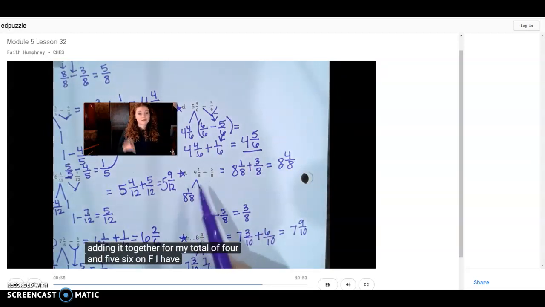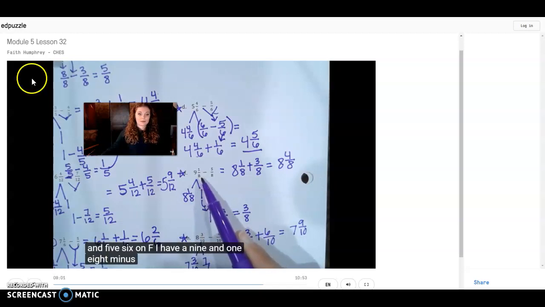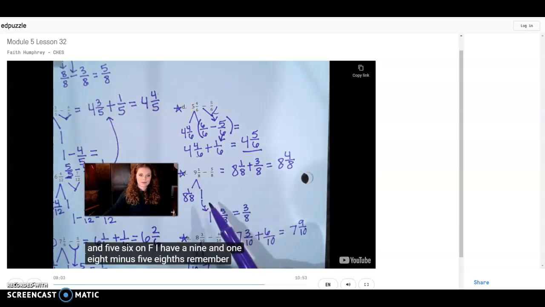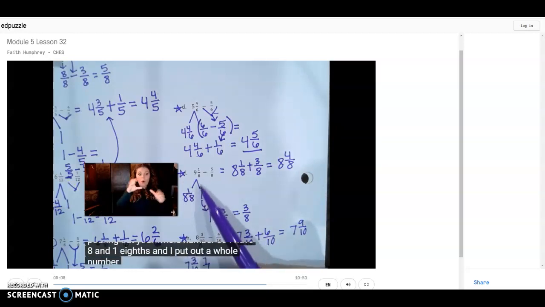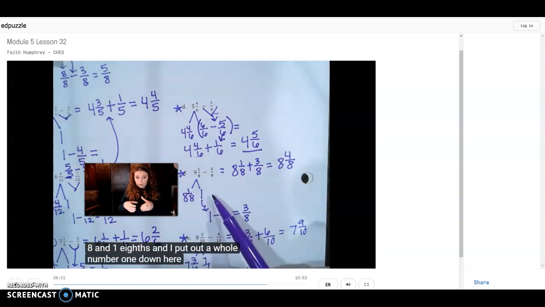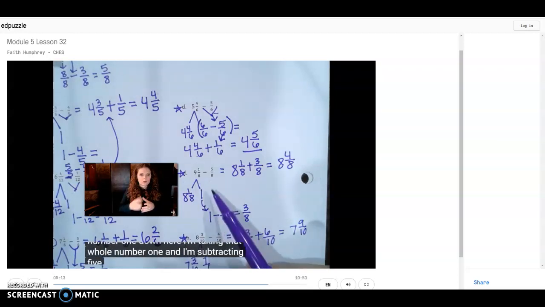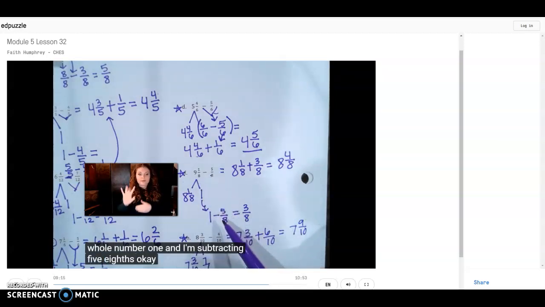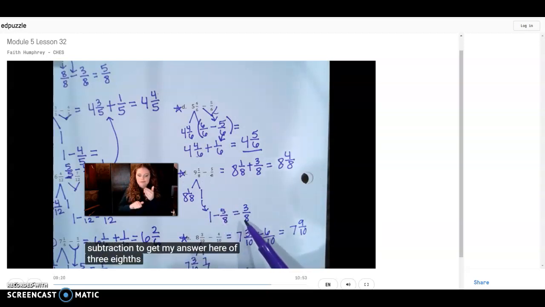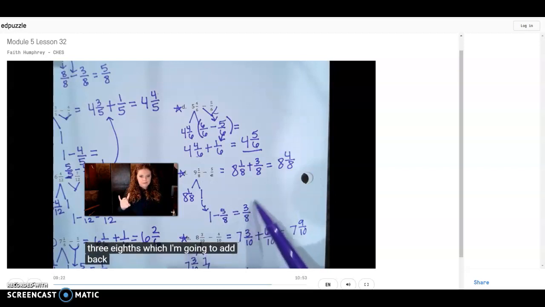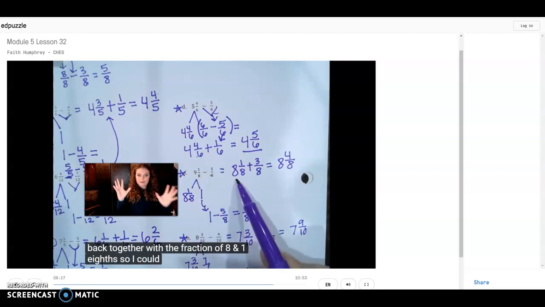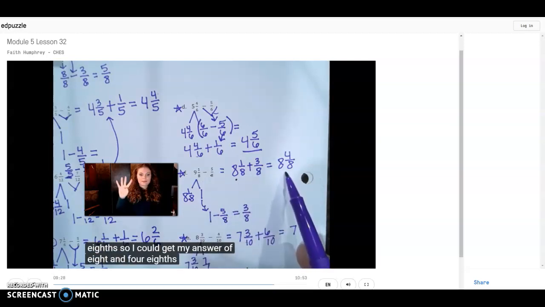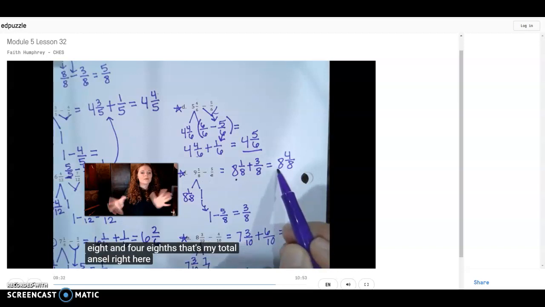On F, I have a 9 1/8 minus 5/8. Remember, you're pulling out your whole number, so I have 8 1/8, and I pulled out a whole number 1. Down here, I'm taking that whole number 1, and I'm subtracting 5/8. Okay, taking care of that subtraction to get my answer here of 3/8, which I'm going to add back together with the fraction of 8 1/8, so I can get my answer of 8 4/8. That's my total answer right here.